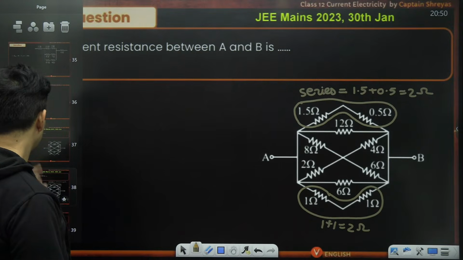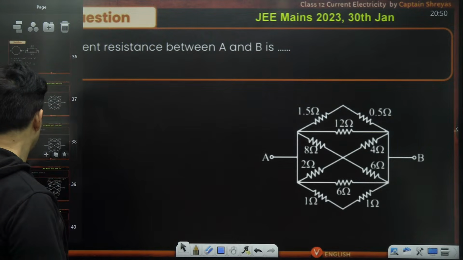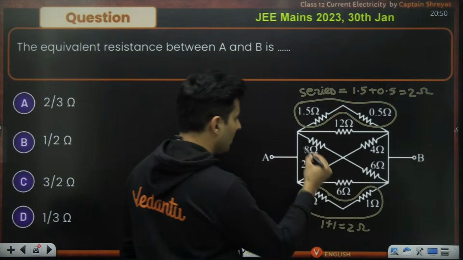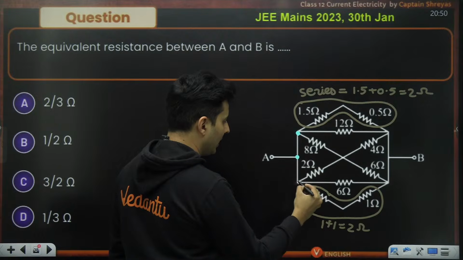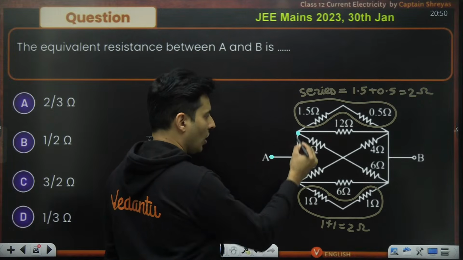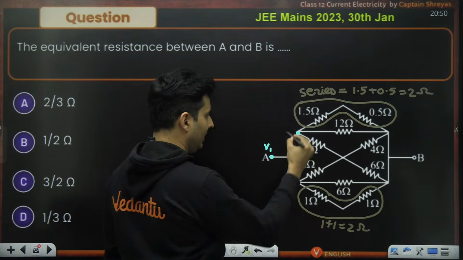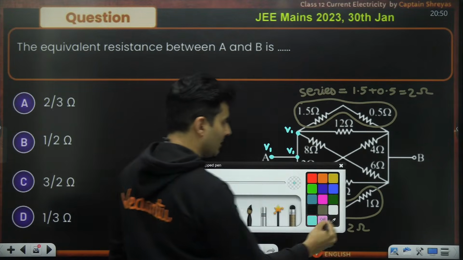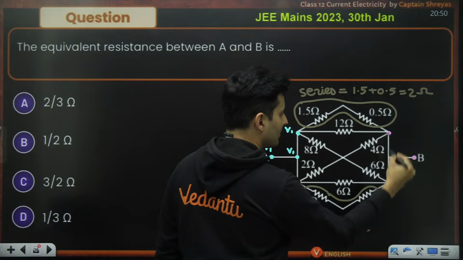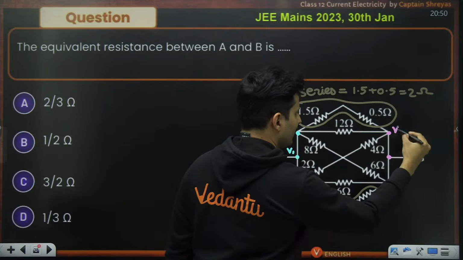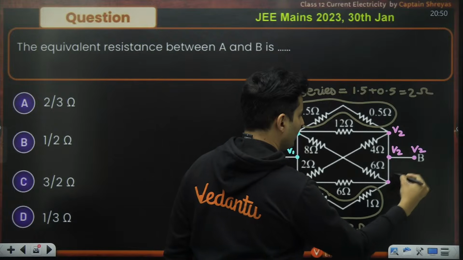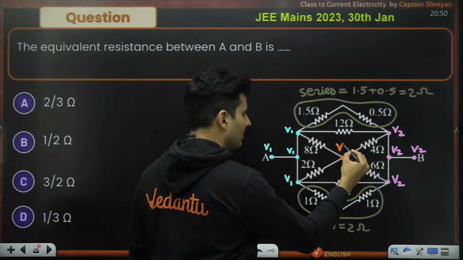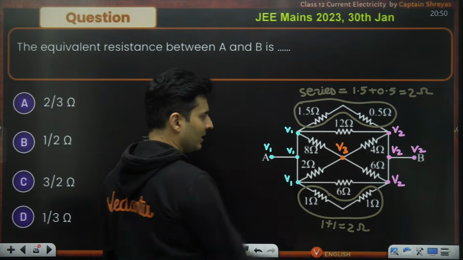Next important thing which I can see is that this point, this point, this point, and this point all have the same voltage: V1, V1, V1, V1. Clear? Next, all these points, this point, this point, this point, and this point: if this is V2, this is also V2, this is also V2, this is also V2. Perfect. Lastly, this point has something else, voltage V3, because there are resistors in between.